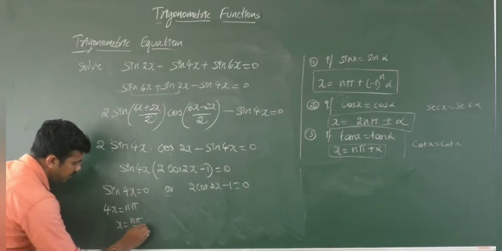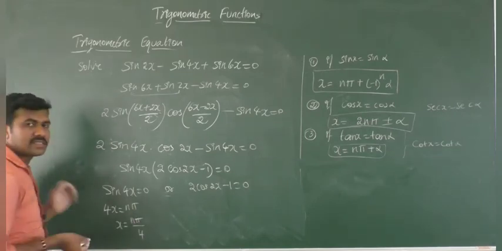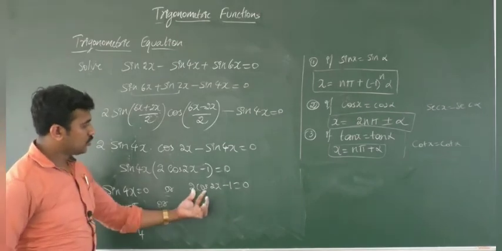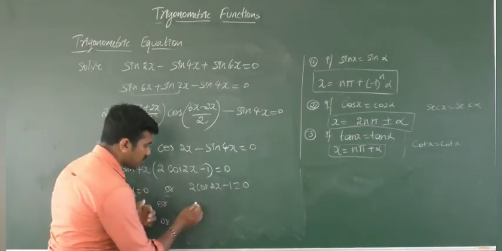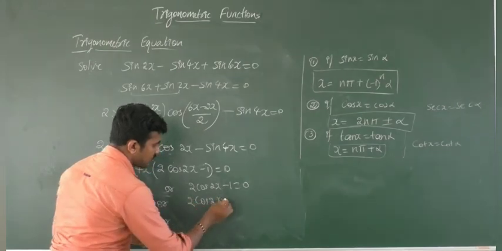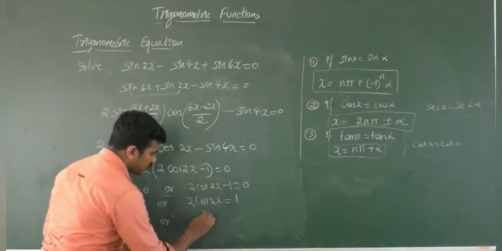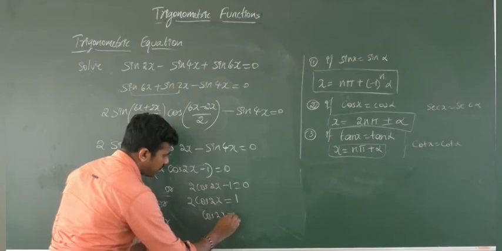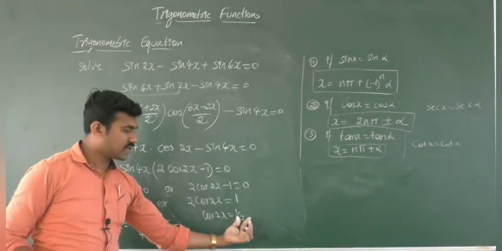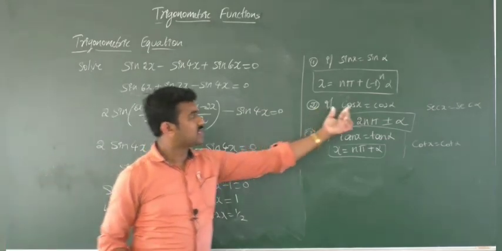n pi by 4, where n is an integer. Or 2 cos 2x minus 1 is equal to 0. So 2 cos 2x is equal to 1, and we get cos 2x is equal to half. See here, in terms of cos you have half, so cos x is equal to cos alpha.